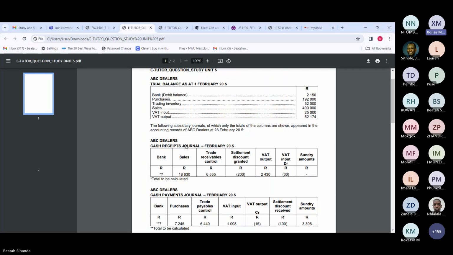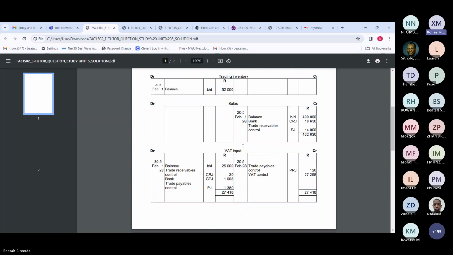Sales will sit on the credit side, and so therefore, when you look at the opening balance or the balance brought down, can you go to the solution? Okay. So if you look at that sales account, you see that you've got a balance brought down of 400,000, which is what was sitting in your trial balance, and that is on the credit side or the right-hand side, right? So that's where you start with your sales, right?